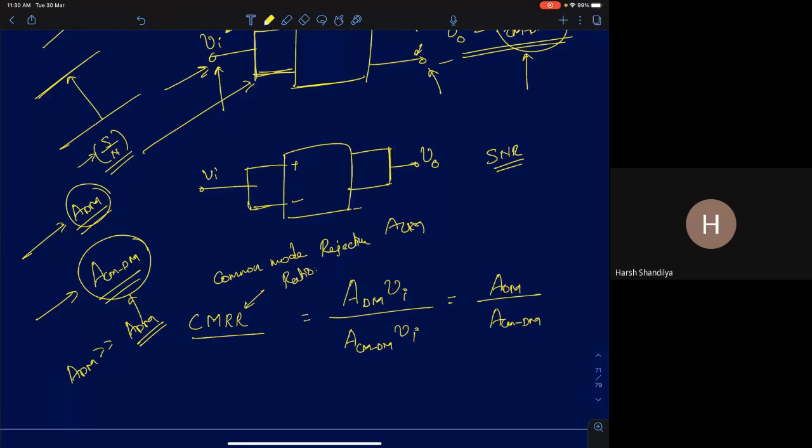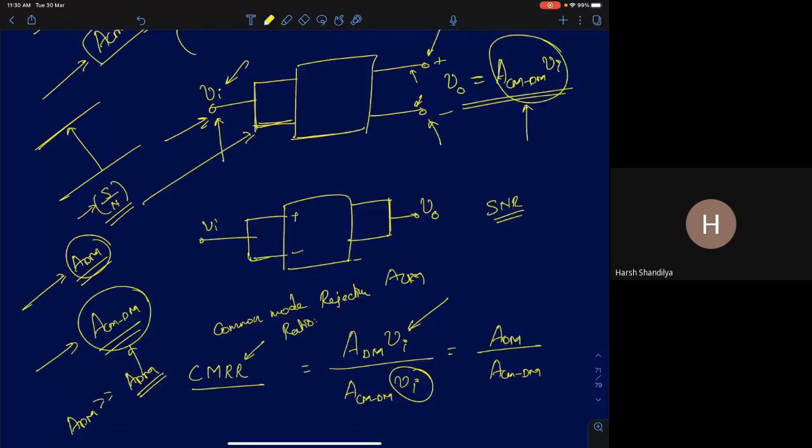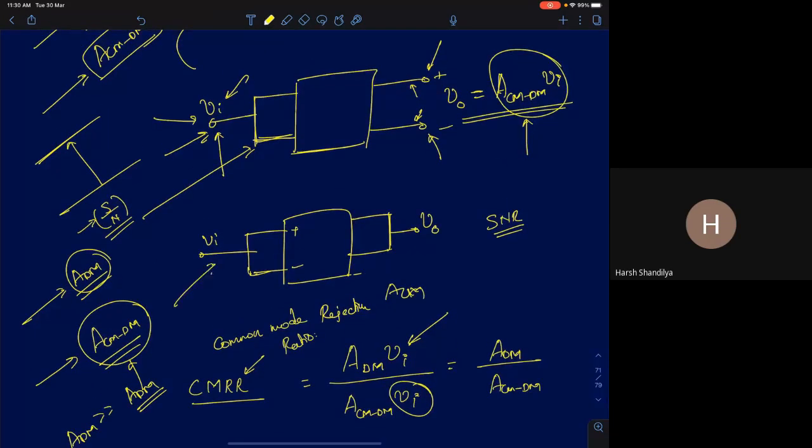Yes, ADM into VI is signal power, the signal level. The thing is that I derived it that way, telling you that you can take the ratio and you get this. But we don't know the value of VI. And secondly, in reality, you will not have the same signal power at the differential input and at the common mode level. That will never be the case. I just wanted to explain how the system behaves for differential and common mode inputs to derive this expression.